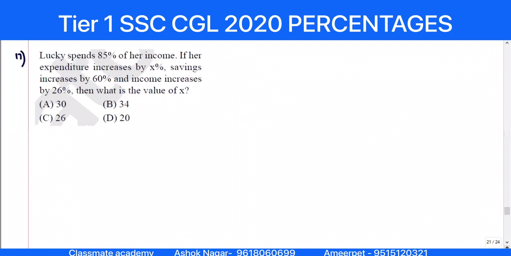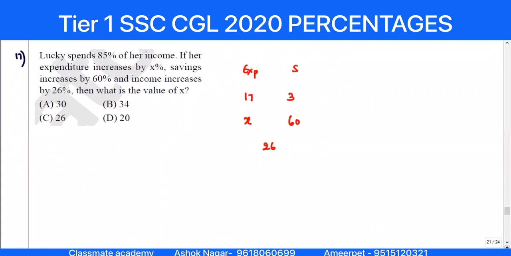Lucky spends 85% of her income. If her expenditure increases by X, saving increases by 60, income increases by 26, then what is the value of X? Spends how much? 85. Saves how much? 15. So expenditure, savings. What ratio? 17:3.